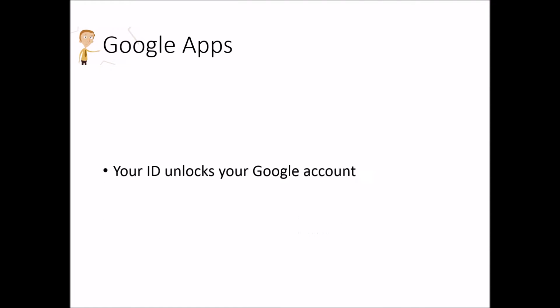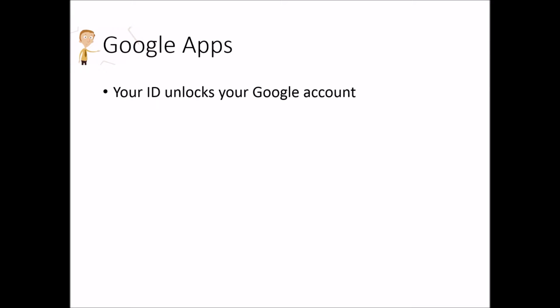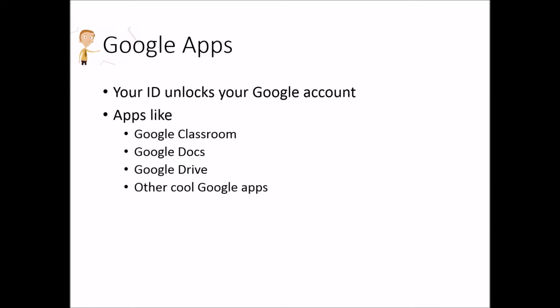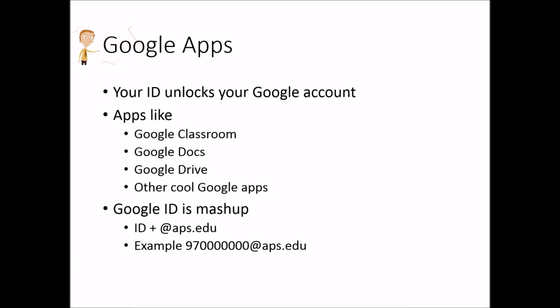Your ID also unlocks your Google account and the Google apps like Google Classroom, Google Docs, Google Drive, other cool Google apps. Your Google ID is a mashup of your ID number with a tail. The tail is at aps.edu. So, your Google ID might be like 970000000 at aps.edu. Oh, and use your own ID number, not that one.